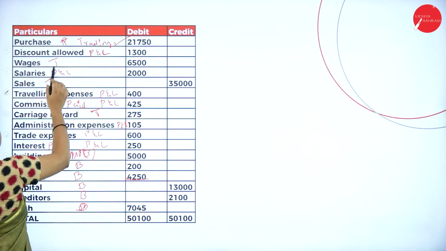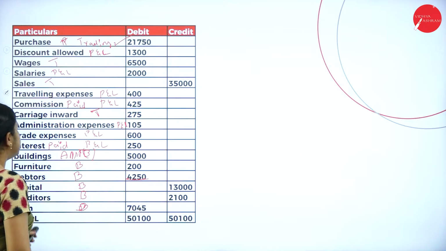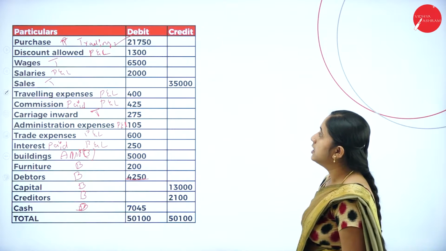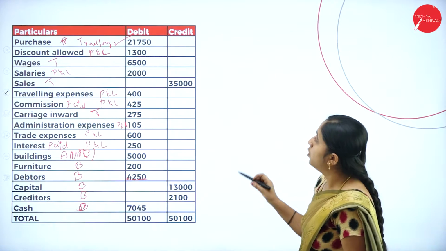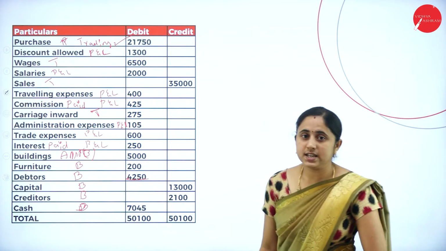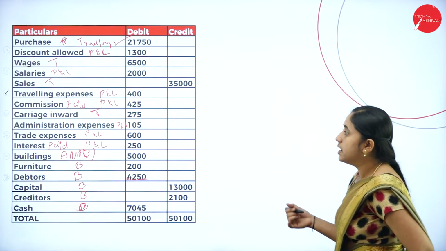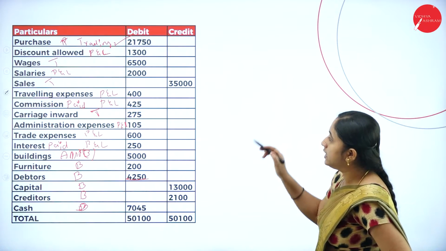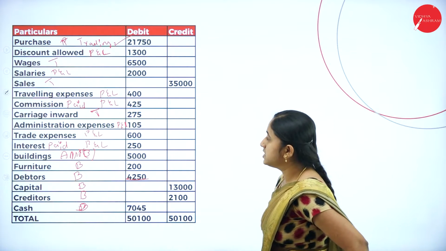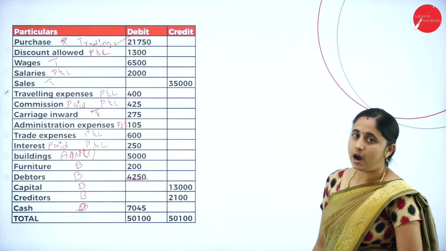Then find trading account. Again we have wages. Any adjustment related to wages? In the same way, while writing every transaction, first you need to know whether you have any adjustment related to that. That means for purchase, you need to find any purchase return. Purchase return is also called return outwards. So find any return outwards or purchase return. Here we don't have any purchase return or return outwards.